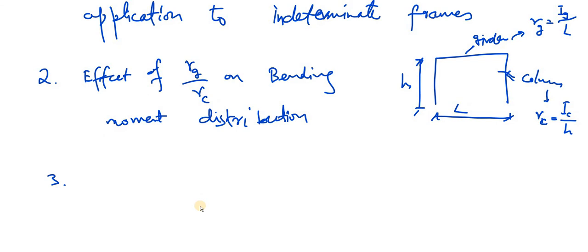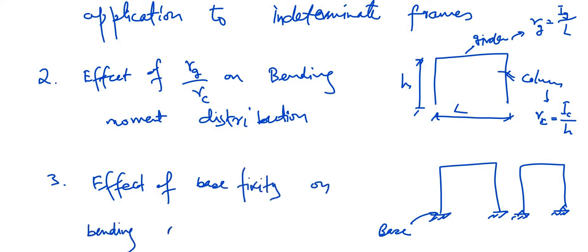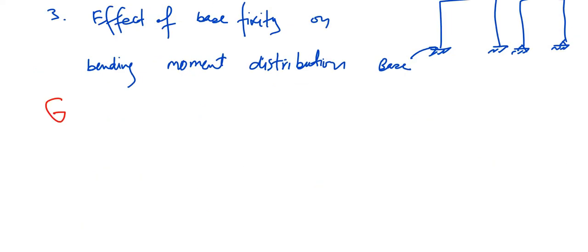Thirdly हम डिस्कस करेंगे यहाँ पे एंड्स की जो फिक्सिटी है, ठीक है. अगर ये इस तरह से है, फिक्स्ड है 100%, और अगर ये दोनों पिंड हैं, सिर्फ मोमेंट रिलीज हो रहा है, तो फिर उस केस में हाउ डज द बेंडिंग मोमेंट डायग्राम वुड वेरी. यानी effect of base, this is the base, all right, effect of base fixity on bending moment distribution. So first of all, general approach.